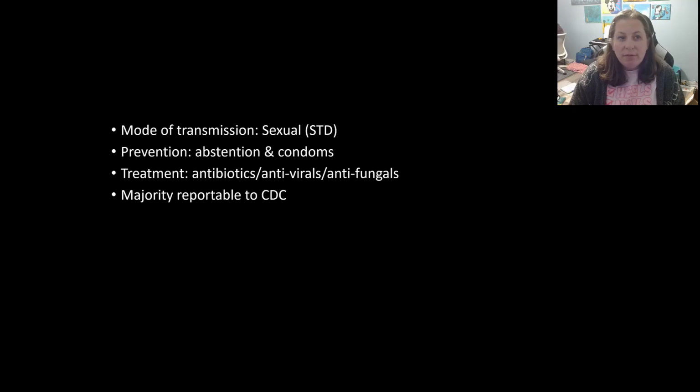Now, prevention. The main prevention for STDs and STIs is abstinence. That's going to be the main way. If we abstain from sexual contact, it's going to be the most helpful in the sense of preventing these, but condoms are the other option as well. Treatment is going to be antibiotics if it is bacterial, antivirals if it's a viral infection, and antifungals if it's a fungal infection. The majority of these STDs and STIs are reportable to the CDC, and a lot of times contact tracing is going to be done in order to let people know that they have potentially been infected.